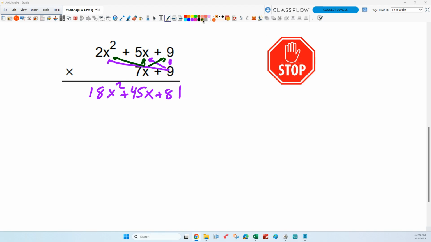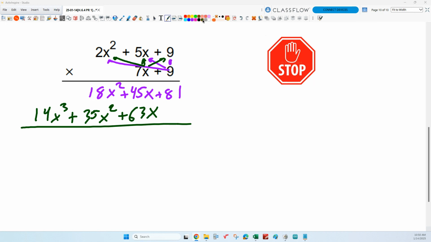Again, I'm just careful to put the partial products in the correct columns, right, before I add them up. 7x times 9, 63x, 7x times 5x, 35x squared, 7x times 2x squared, 14x cubed. And it's easy to add those things up, right?